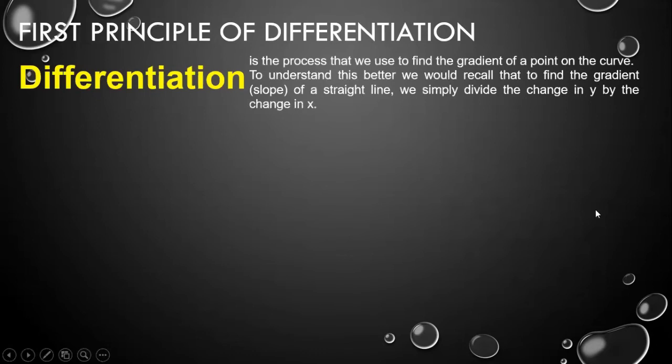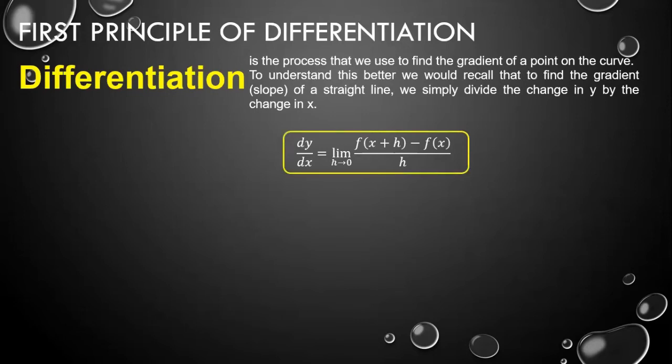Differentiation is the process that we use to find the gradient of a point on the curve. To understand this better, we recall that to find the gradient or slope of a straight line, we simply define the change in y by the change in x. So dy over dx equals limit h to 0 of f(x plus h) minus f(x) over h. Very clear, right? Once again, the same formula.